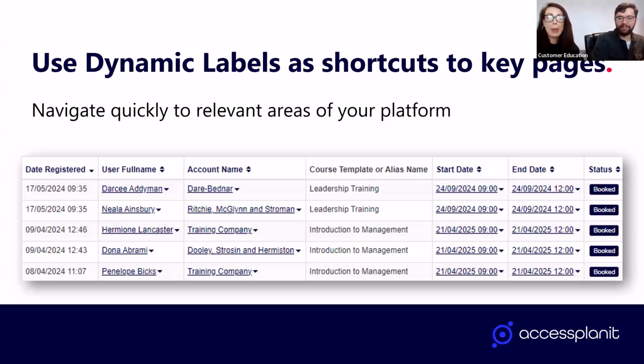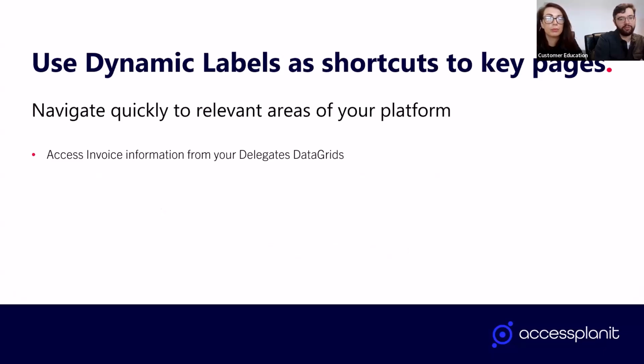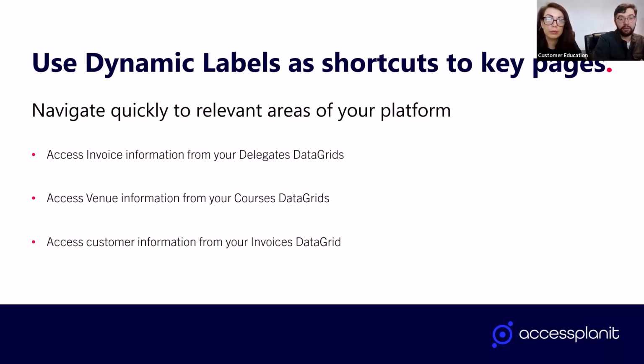In this example, which has been taken from the delegates data grid, the user full name, account name, the start date, and the end date are all dynamic labels. You can use dynamic labels to access invoice information from your delegates data grids, access venue information from your course data grids, access customer information from your invoices data grid, and you can also access target information from your tasks data grid. So let's just have a look at those in practice.